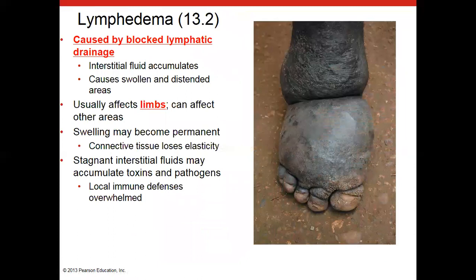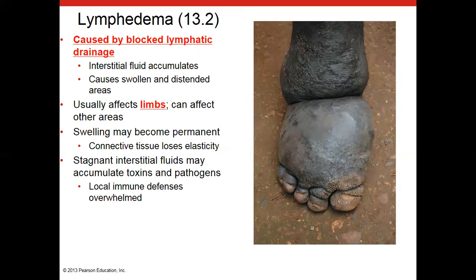If some blockage occurs, it's called lymphedema. So edema is a swelling or a building up of fluid, and that's caused by a blockage in lymphatic drainage. So what happens is, if you're blocking lymph fluid from making its way back to the veins, the venous circulation, it can get stuck in the tissue. If it gets stuck in the tissue, it causes swelling and distension, basically.